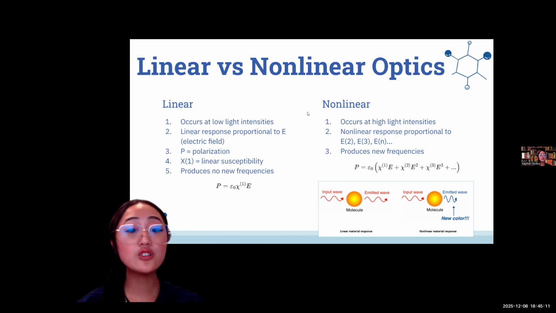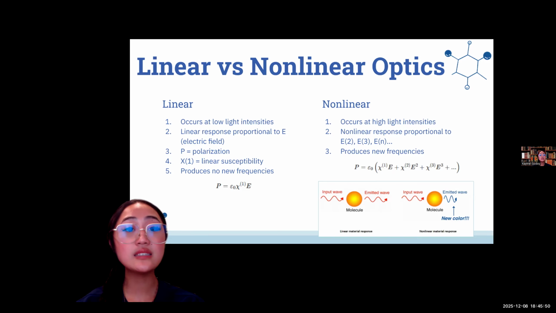Now we're going to compare this to nonlinear optics. This requires high intensity light. That is a key difference that we were talking about. At this extreme intensity, multiple photons interact with the material at the same time. The response is nonlinear, which means that the output is disproportionate. In other words, the output is not directly proportional to the input strength like in linear optics. This allows for interactions between different light frequencies and results in frequency mixing, and the end result is the creation of new frequencies like we were talking about.